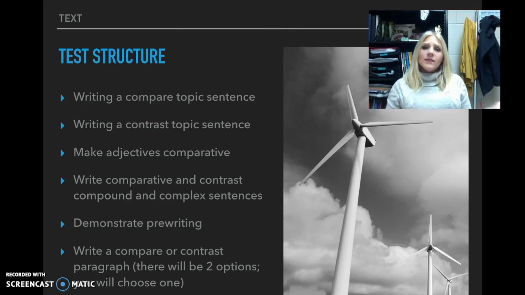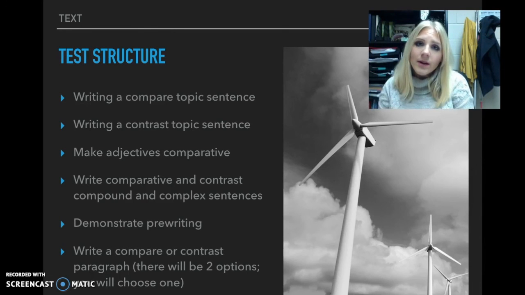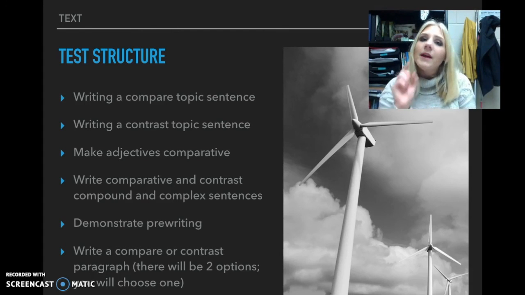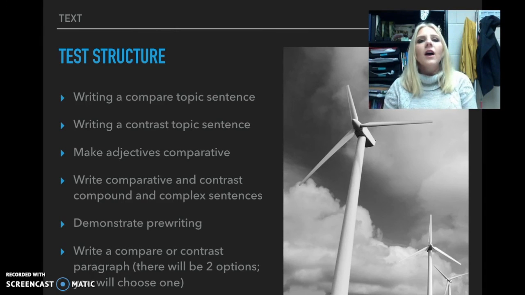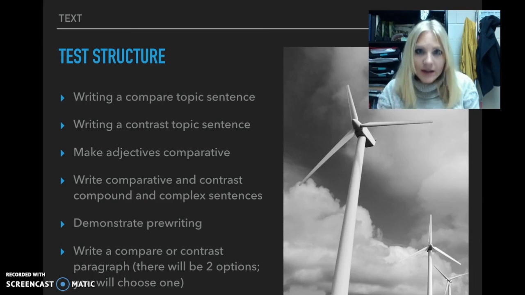And then, as always on this test, you will also be asked to demonstrate pre-writing, and you will be given two choices for your paragraph prompt. You will choose compare or contrast. You will not choose both. Remember, a paragraph is about one idea and one idea only. You're not going to compare and contrast. You're going to compare or contrast. Choose one. The only time that you can write about compare and contrast is if you're writing an essay, which we are not doing right now.